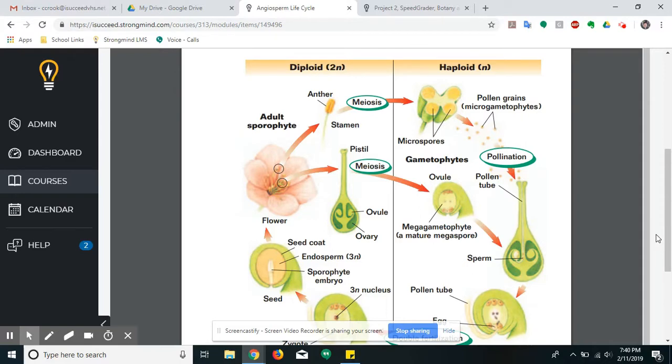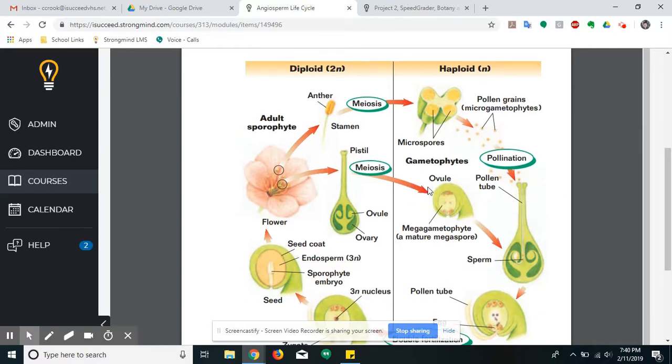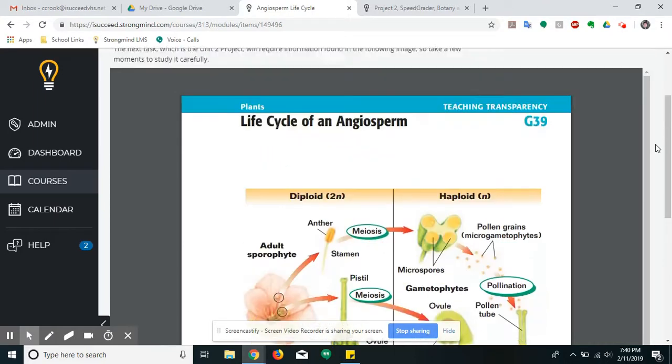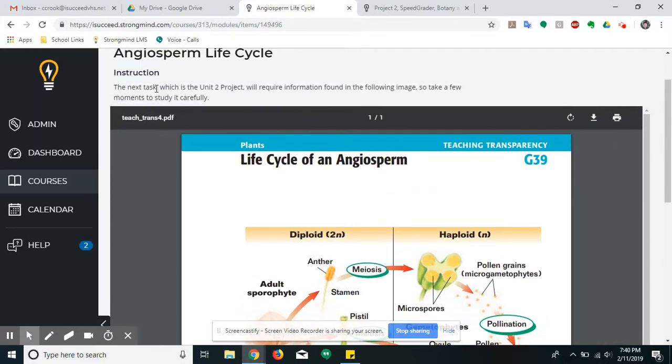But anyways, I've had a couple people ask me a couple questions, and so I wanted to do a quick video of it so that you guys would be aware of what to look for. Okay. So one student asked me what plant we talk about with this. Well, I just want you guys to do an angiosperm, because this is what it is about. And if you look up here, it'll tell you the next task, which is the Unit 2 project, will require information found on the following image. So take a few moments to study it carefully.